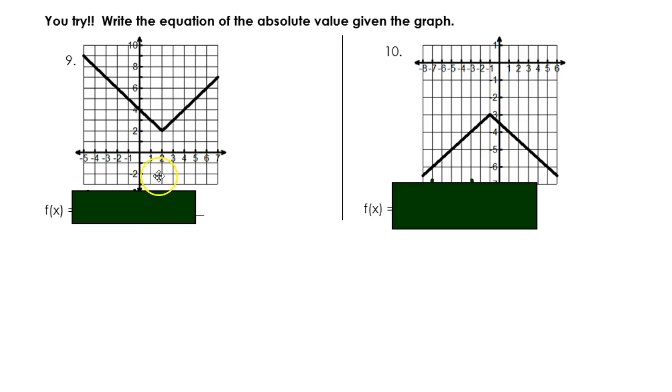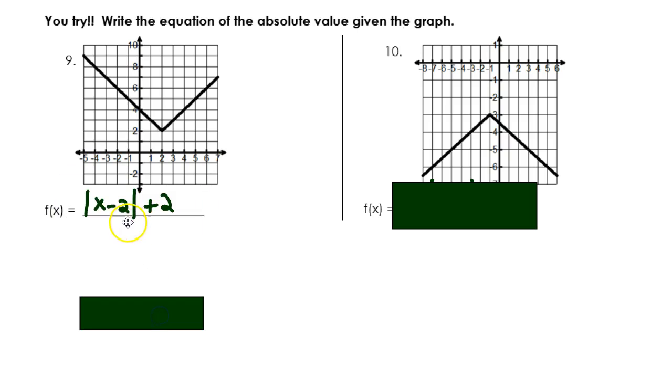Okay, in number 9, the vertex is 2, 2, which means that inside the absolute value, we're going to have minus 2 for the right 2, and plus 2 at the end for the up 2. When you look at the slope, it's up 1 over 1, up 1 over 1. Well, it is unnecessary to write a 1 in front of absolute value, just like it's unnecessary to write a 1 in front of a variable. It's understood to be there, so you don't need to put the 1 there. You can just write it as the absolute value of x minus 2 plus 2.